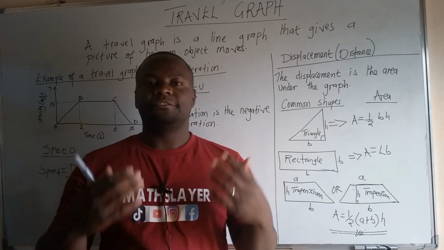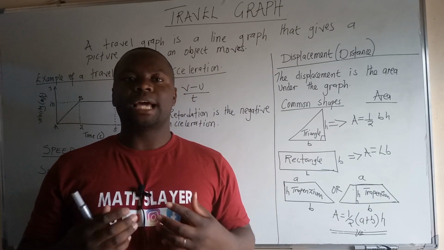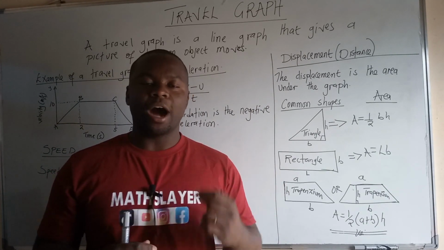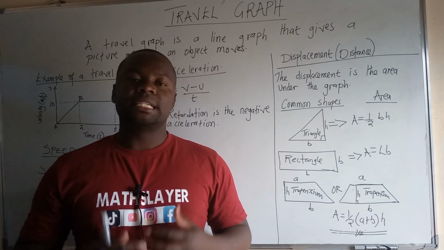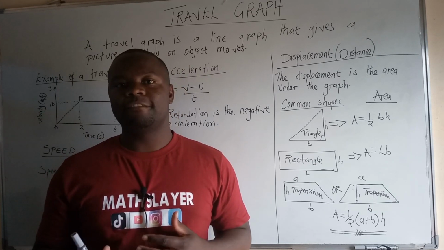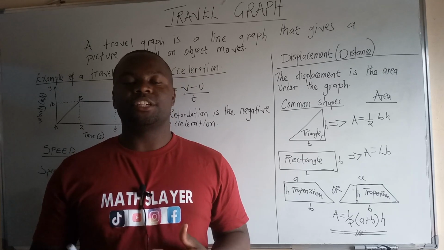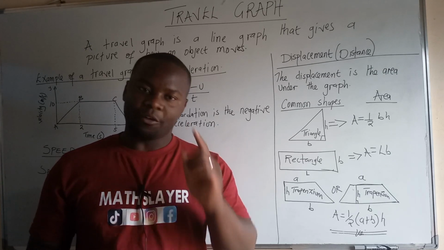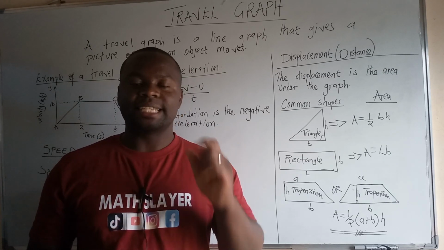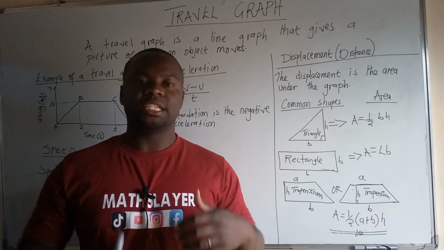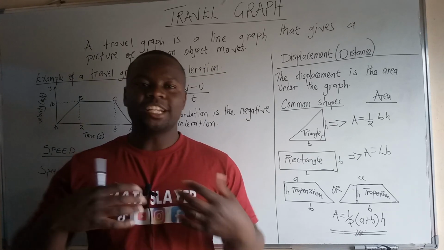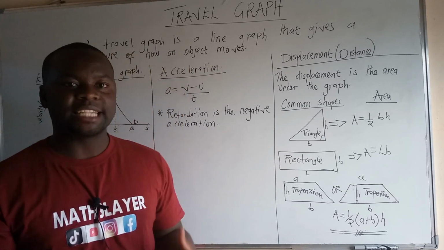So we have three most common types of trivial graph. One, the distance-time graph. Secondly, velocity-time graph. And lastly, acceleration-time graph. However, the most examinable one is the velocity-time graph. So what are you supposed to know about a velocity-time graph?